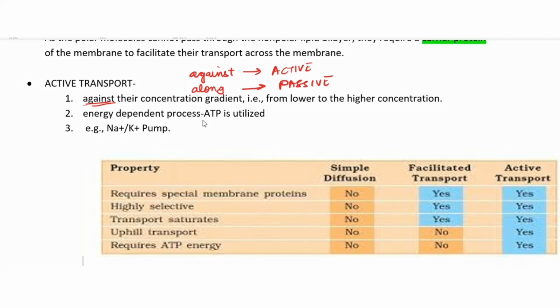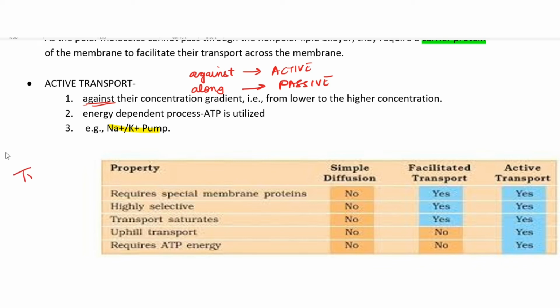Uphill: remember, you're climbing a hill up. You require more energy to climb a hill up. Rather, when you climb down, it's a sloping surface, so you can just go along the surface, which is much easier, so you do not require much energy to climb down. An example of active transport is the sodium potassium pump.